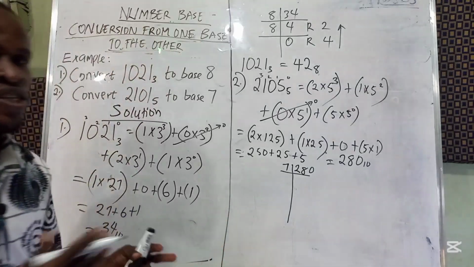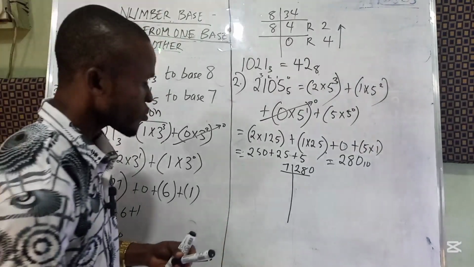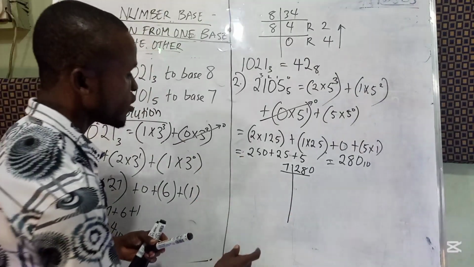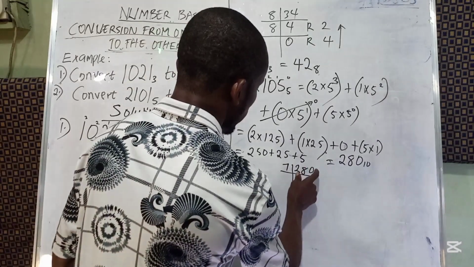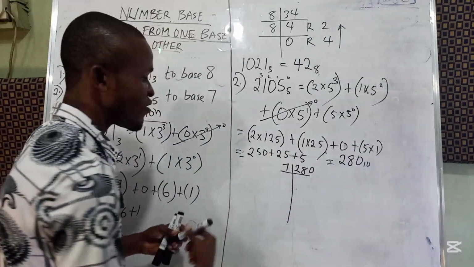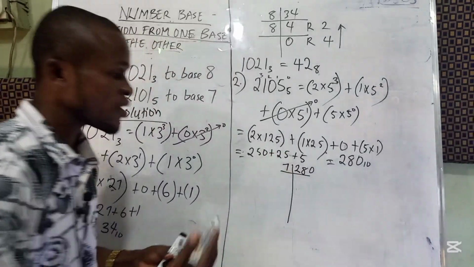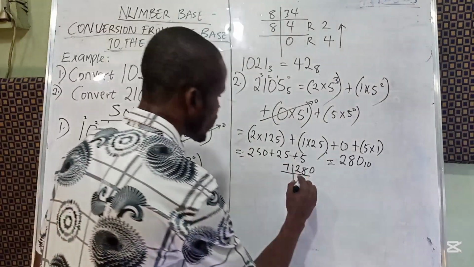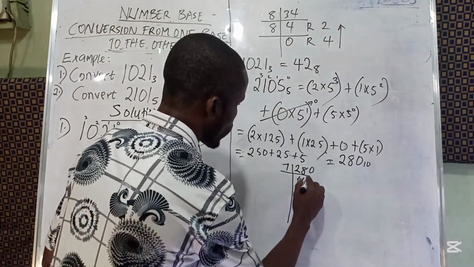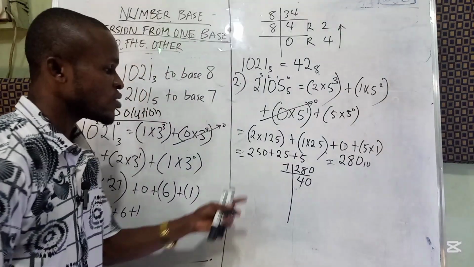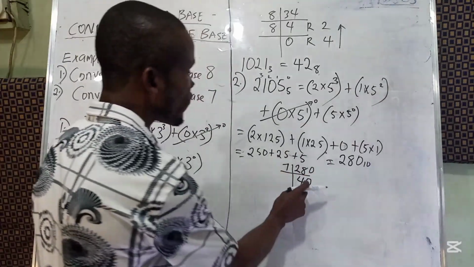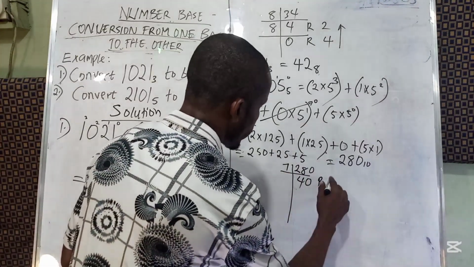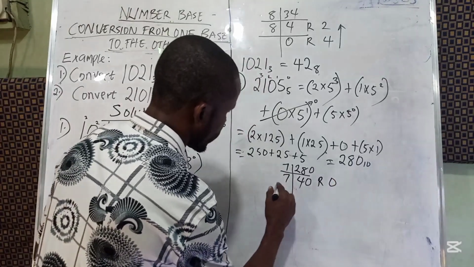Now, 280 is a large number. So what do we do? Now, if we divide 28 by 7, 4 times 7 is 28. So 28 by 7 will give us 4. And if you add the 0, that becomes what? 40. So that means the number 280 divided by 7 is 40, remainder 0. We bring down 7, right?